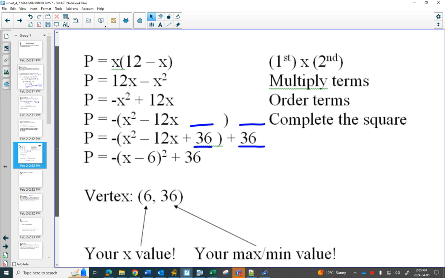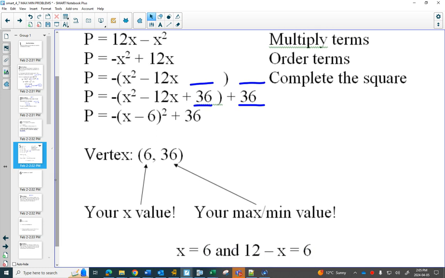So again, on our vertex, that's your max or min value. So the max product is 36. And the x value that gives you that is 6. So the other number, well, it's 12 minus 6, happens to be 6 as well.